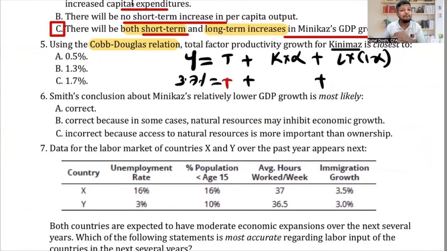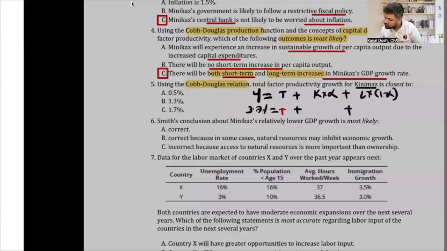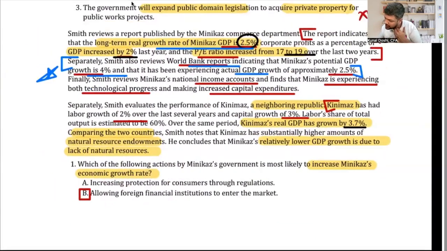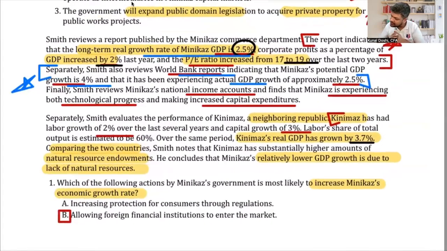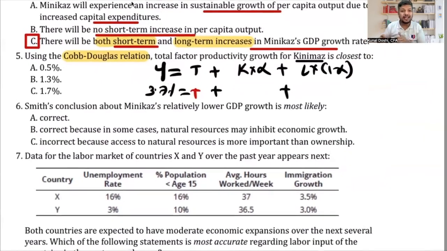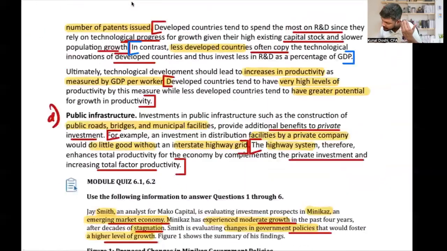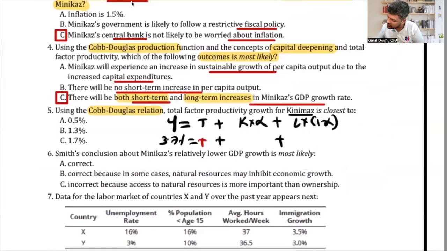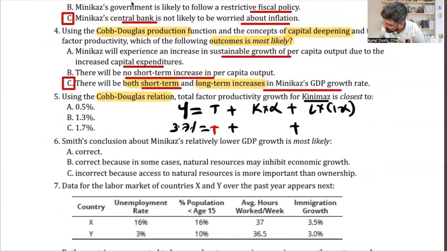Now we are going to look at capital and labor. For capital and labor, they have told us how much the growth is going to be. Growth in capital, yes. Do we have that information? Yes, they have said Kinemas has a labor growth of 2% over the last several years and capital of 3%. So 2% of labor, am I correct? 2% of labor and 3% of capital. So 3% of capital and 2% of labor.